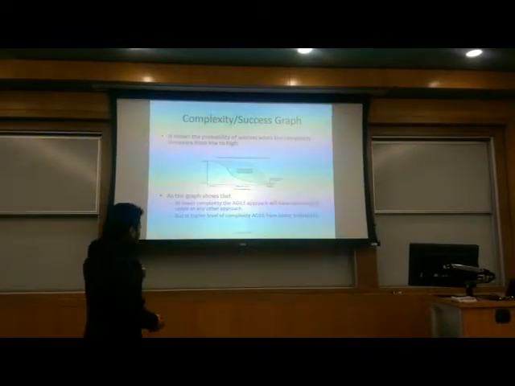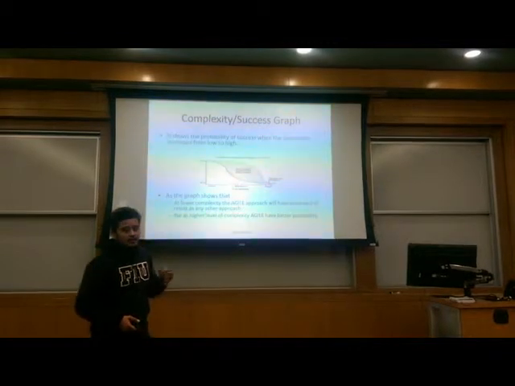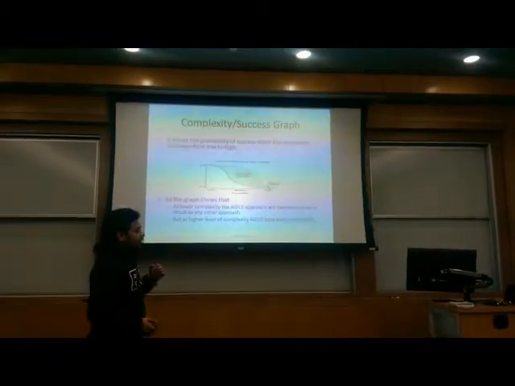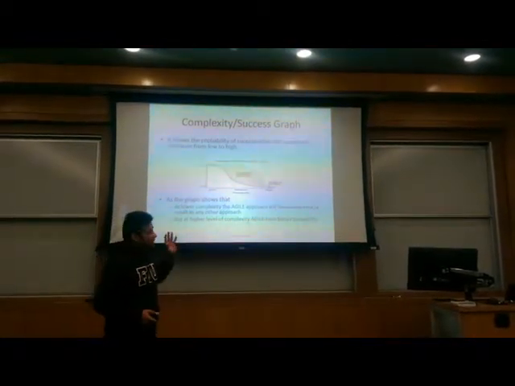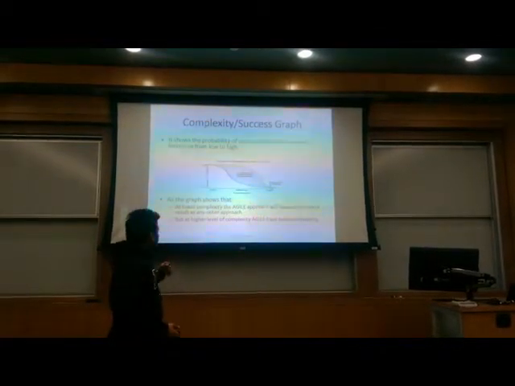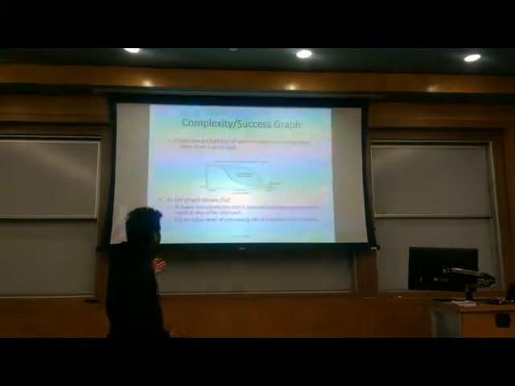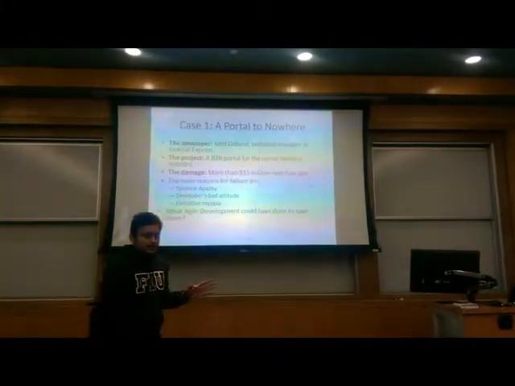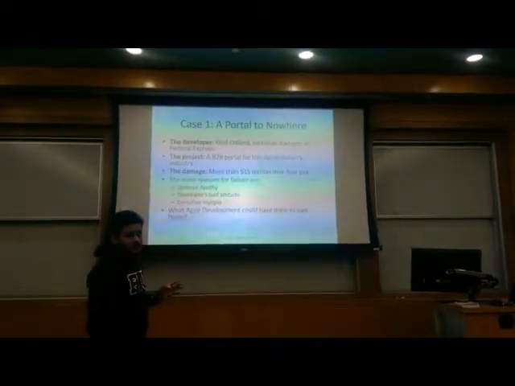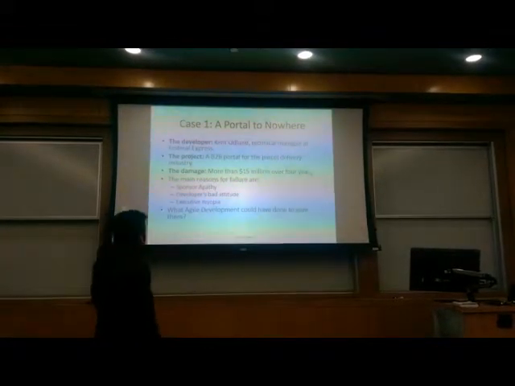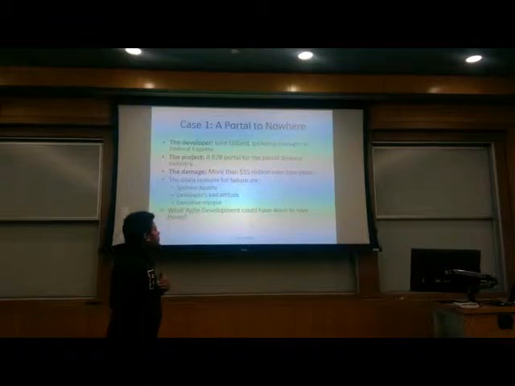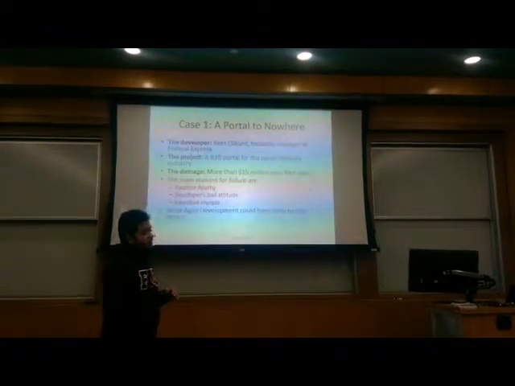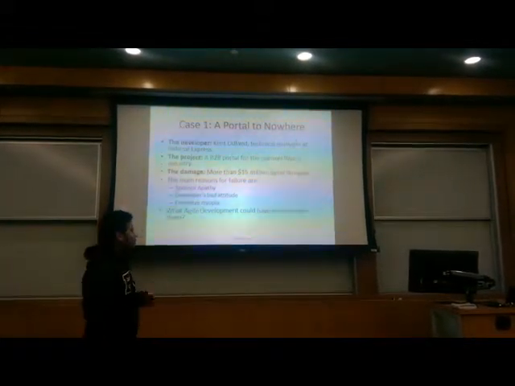To give an example of this, from the same magazine there was a case study on 2 companies or 2 projects which had big failures, and how agile could be used to improve the chances. I'm going to discuss that now. The first one is Portal to Nowhere. The developer for that is Kent Ordman. He was a technical manager at FedEx. The project was a B2B portal for the parcel delivery industry, and the damage was $15 million over 4 years.